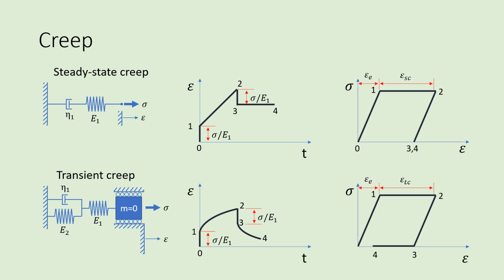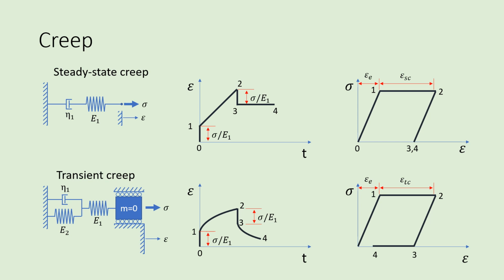Between time point 0 and 1, when the stress is applied to the object, the stress increases to its load, and there is some initial elastic deformation, which leads to an elastic strain. And then you have some type of permanent strain, or plastic strain, which is occurring. In the steady state creep model, we say strain sub SC for steady state creep, and in the transient creep model, it's strain sub TC for transient creep.